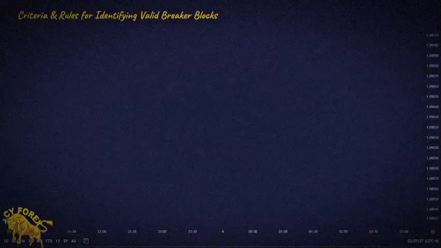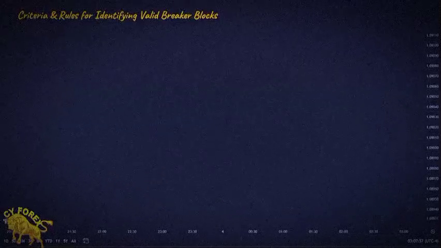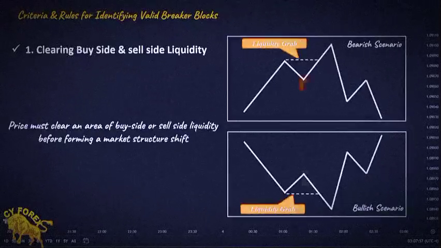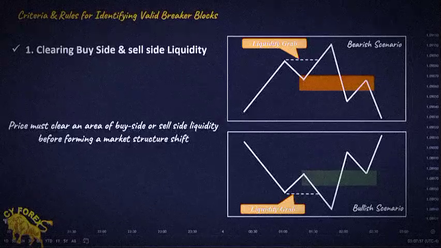To identify valid breaker blocks and use them to our advantage, we need to consider several criteria and rules. Clearing buy-side and sell-side liquidity. The first criteria that need to be considered in identifying valid breaker blocks is that the price must clear an area of buy-side or sell-side liquidity before forming a market structure shift.